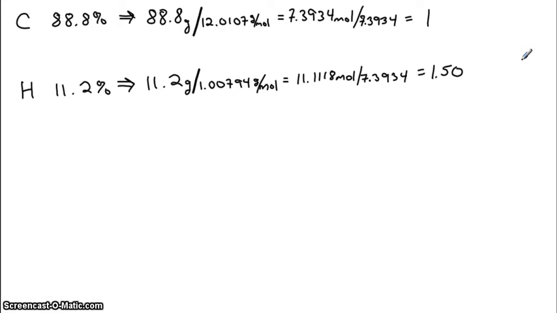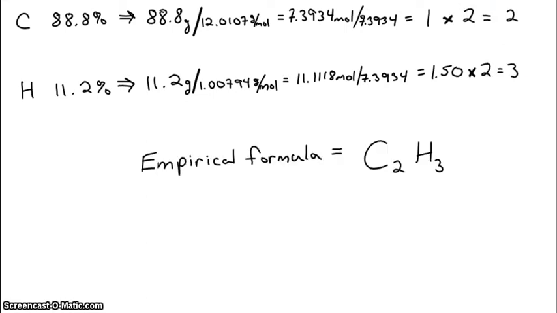So we're going to have to multiply these numbers by 2 to get the hydrogen mole number to 3, and the carbon mole number to 2. After finding the lowest whole number ratio, just use those numbers as subscripts to create the empirical formula, C2H3.